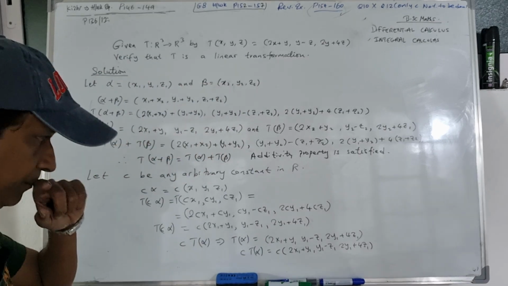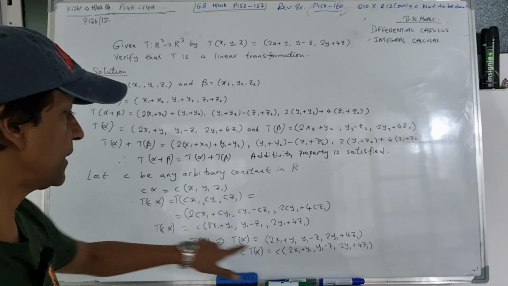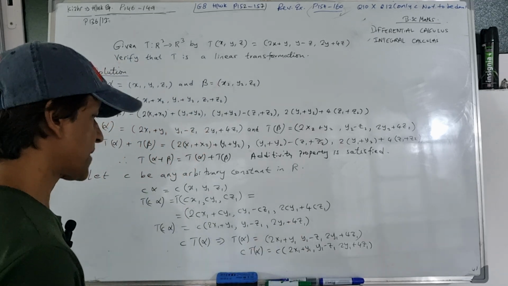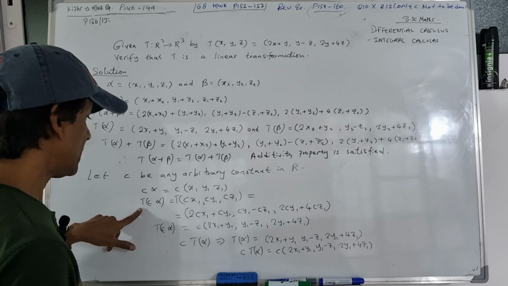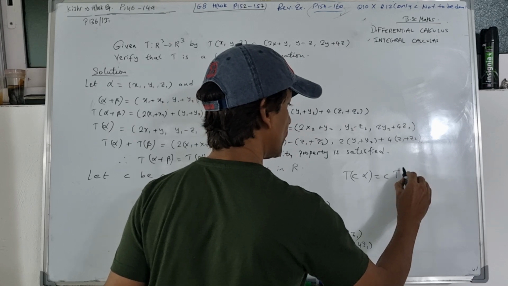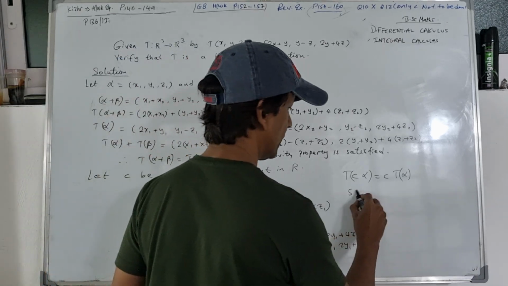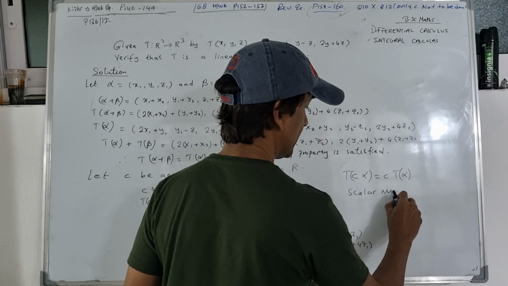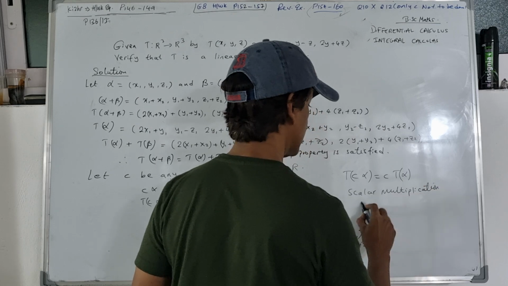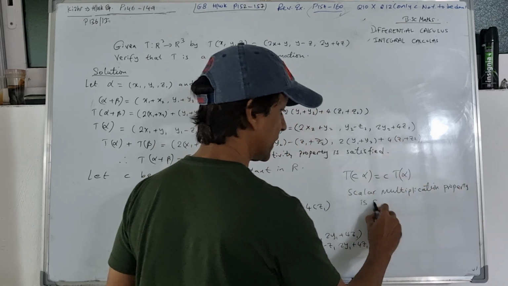As can be seen, this whole thing here is exactly the same as this here. You can see C and C, and every element inside is the same. So what are we essentially saying? That T of C alpha is the same as C T of alpha. So we can see that the scalar multiplication property, whatever you may call it, is satisfied.